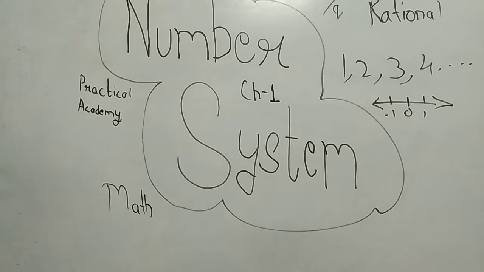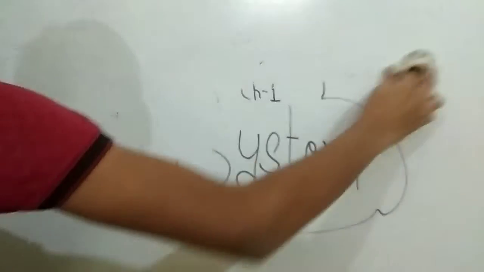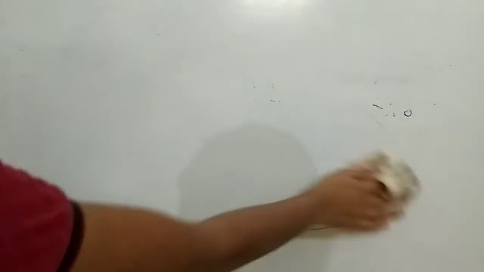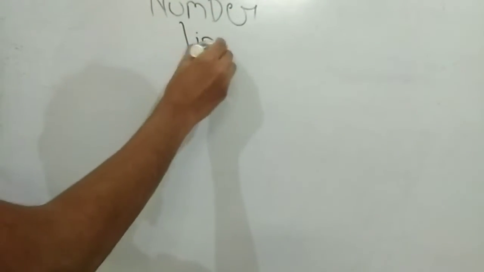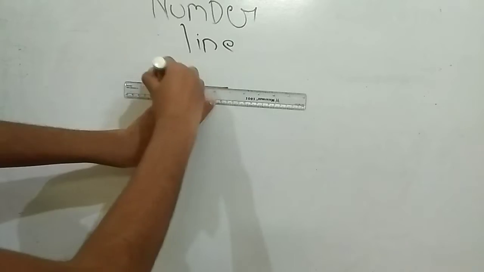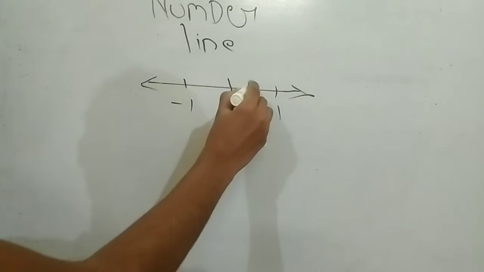In today's session, we're going to look at the number system, the first chapter of your mathematics textbook, class 9. Now, in this particular chapter, we are going to learn about the number line. As per the name, you might have guessed that a number line is nothing but just a line composed of numbers. There are so many numbers hanging on the number line.